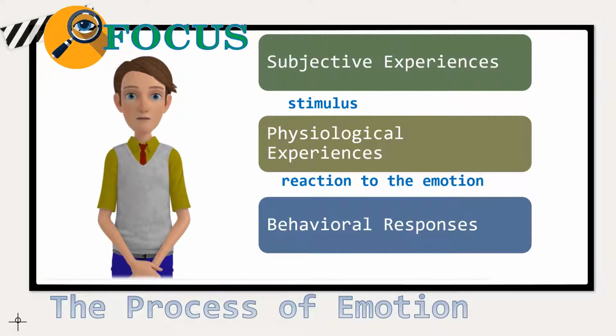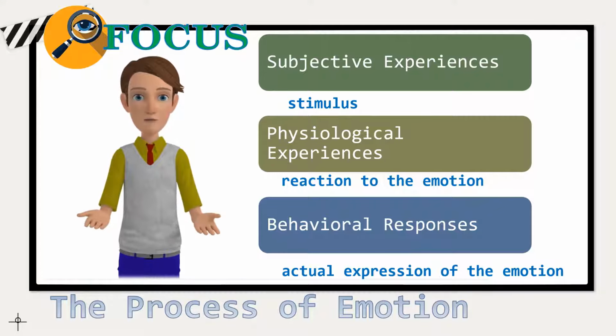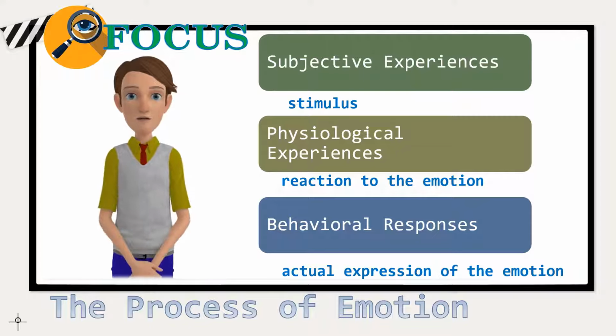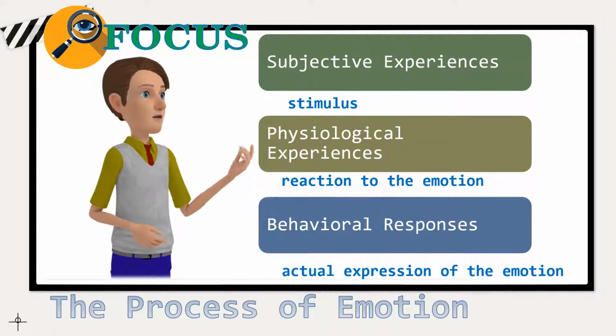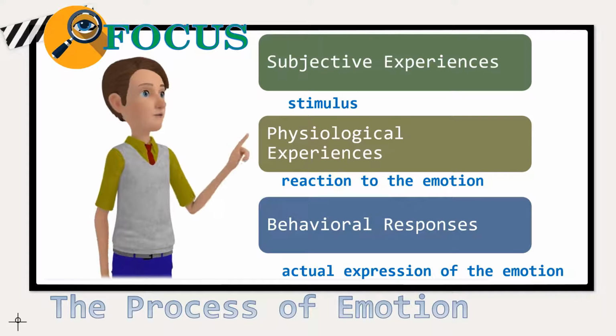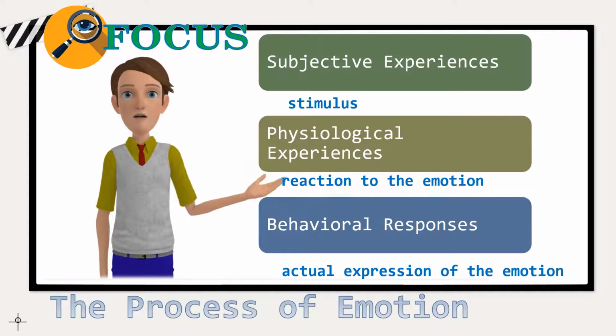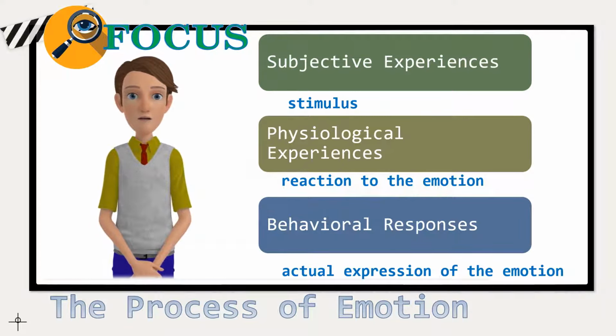Behavioral responses. The actual expression of the emotion is the behavioral response aspect of the emotional response. Behavioral responses can include a smile, a grimace, a laugh, or a sigh, along with many other reactions depending on societal norms and personality. Love, for example, is expressed differently from person to person and across cultures.